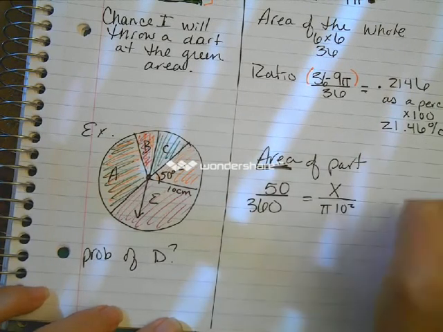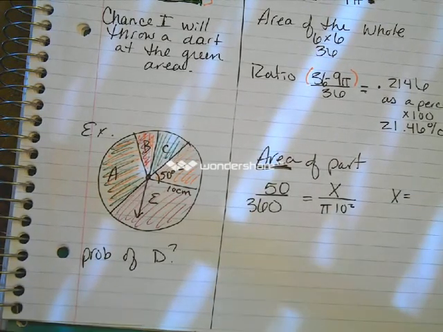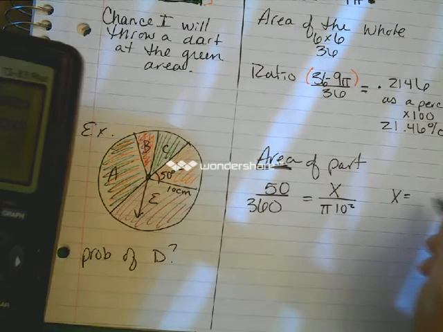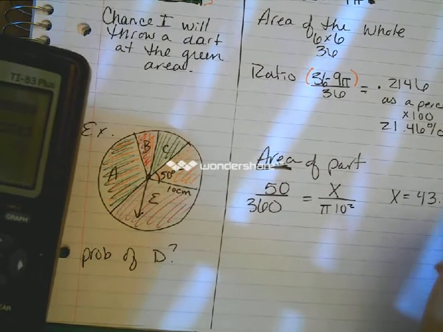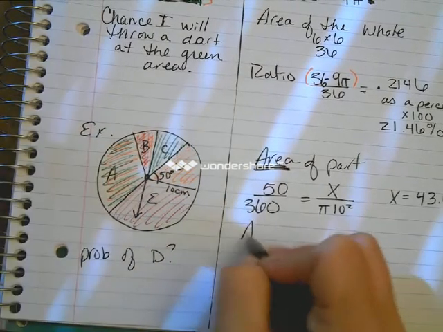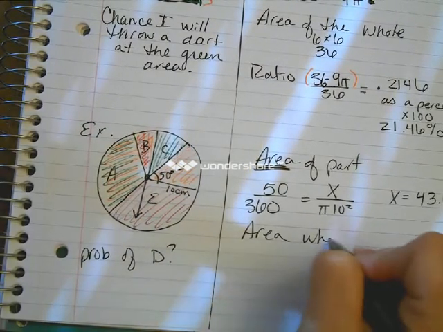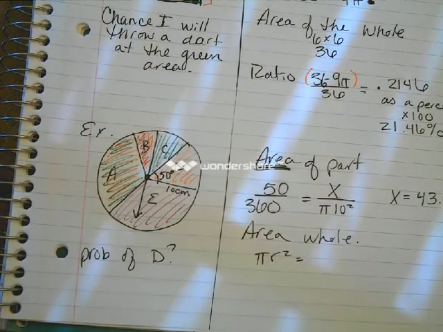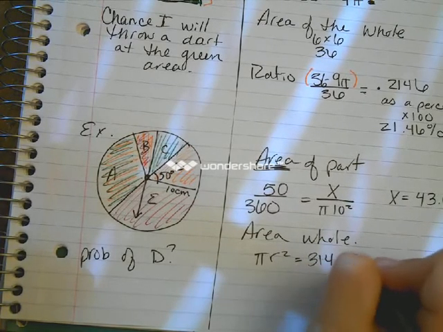50 times pi 10 squared, divided by 360. I get 43.633. And I want the area of the whole, which is just pi r squared: 314.159. And then just make your ratio.